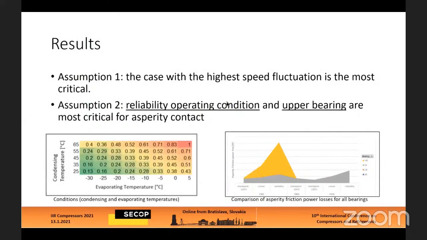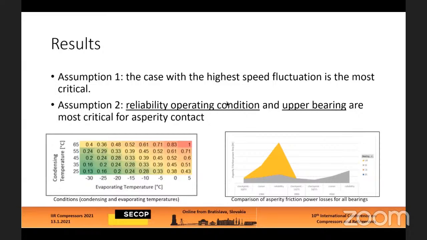The results from the first model show us in which conditions we have the highest speed fluctuation. Basically this envelope here is showing us that at higher evaporating temperatures and higher condensing temperatures, we have the highest speed fluctuations.